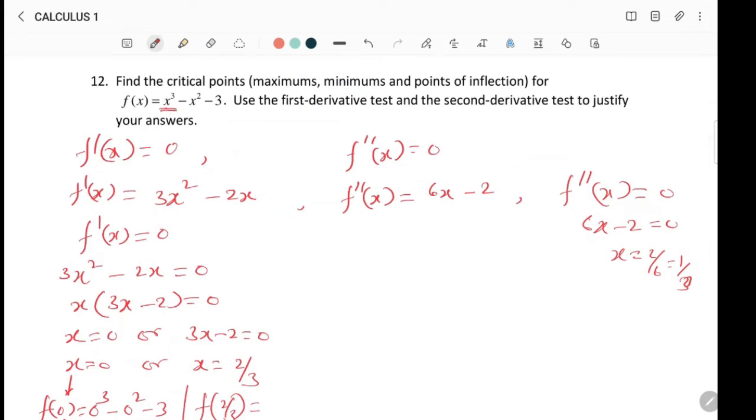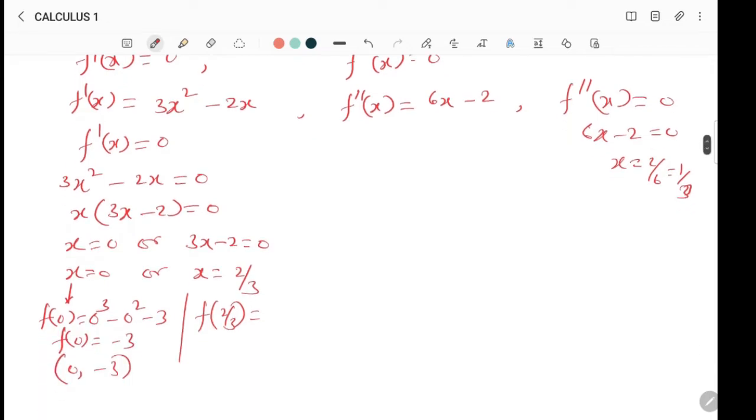So I will use calculator now. 2 over 3 whole cube, now minus 2 over 3 whole square and again minus 3. 2 over 3 whole cube minus 2 over 3 whole square minus 3. That is minus 85 over 27. So the point will be 2 over 3 comma minus 85 over 27.